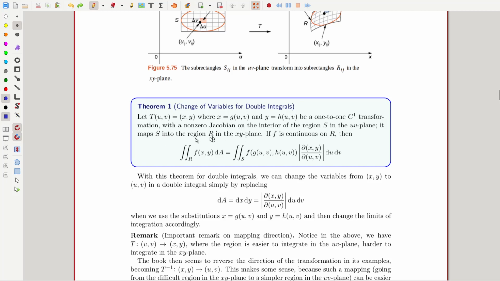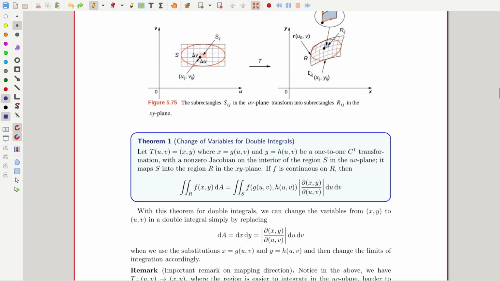So, and there's additional assumptions. The non-zero Jacobian on the interior, blah blah blah. That's fine. F is continuous. Those are all technical assumptions that don't really matter. What's important is understanding this formula. So, this integral here is over the region R in the xy plane. So this is some complicated region R. This integral is over the UV plane, integrating over the region S, which is supposed to be some simple region to integrate over.